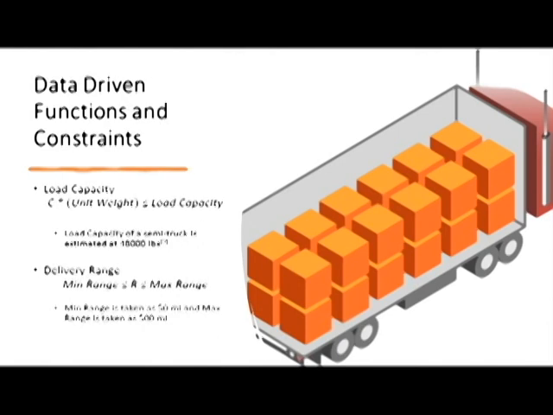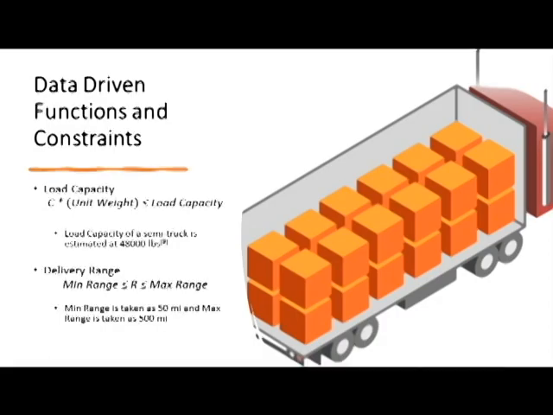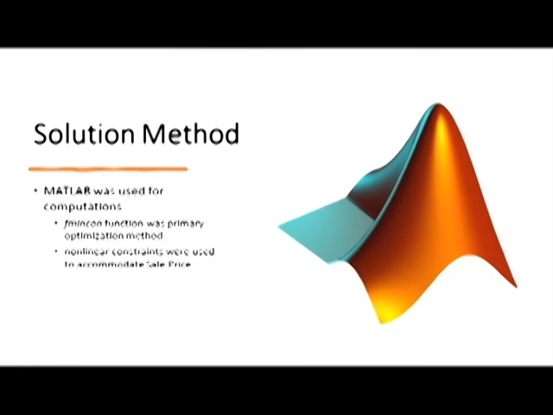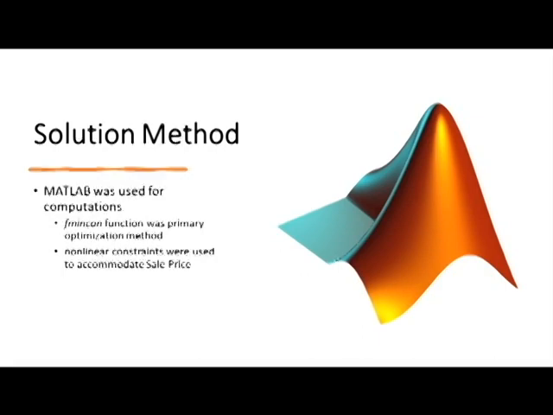Finally, we add in load capacity, where the total weight of the cans must be less than or equal to the total load capacity of the semi-truck, which is estimated at 48,000 pounds. And the delivery range must be greater than 50 miles from the production facility, but less than or equal to 500 miles. To solve this problem, we will be using MATLAB, with the primary function being fmincon, and linear constraints were used to accommodate the sale price function.